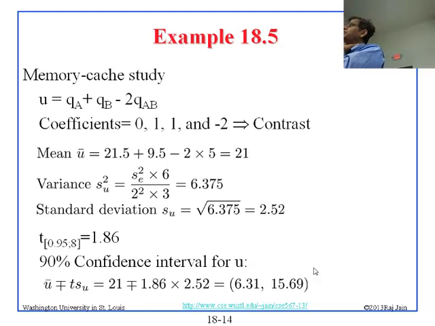So QA minus QB would be a more representative example of what you would use. But here I just added up QAB to show you an example. You can apply it here too.